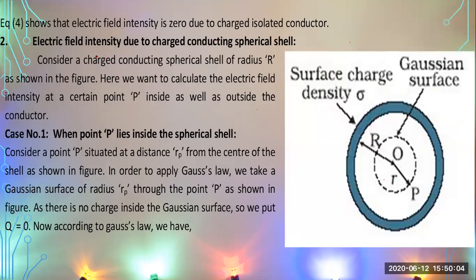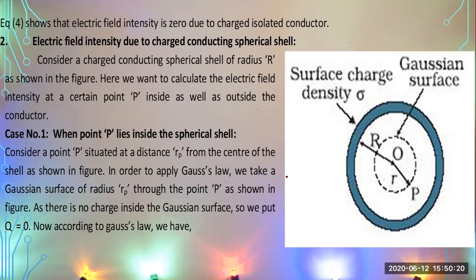So the intensity is 0 due to a charged isolated conductor. What about the next one? It is the most important application of Gauss's law: electric field intensity due to a charged conducting spherical shell. This is a charged spherical shell.